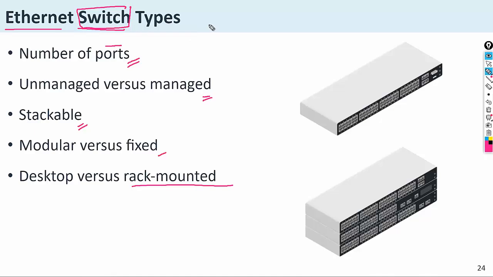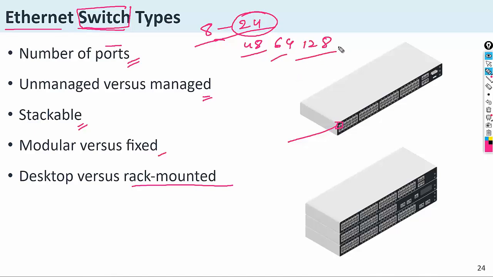Different switches have different numbers of ports. Some switches have only 8 ports, some have 24, but mainly 24 ports exist inside the switch. When we talk about ports, we mean the physical ports, where you can connect your cable, right? So there are 24, and also 48 ports, 64, 128 and more.